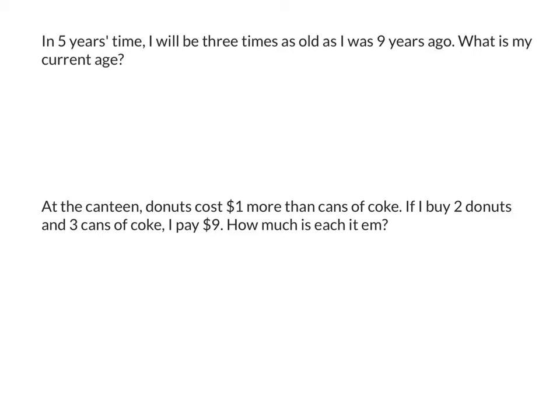So whenever you have a worded problem, follow these steps. The first step is define your variable. So define the variable means let x equal the thing you're trying to find. So in this question here, it says, in 5 years' time, I'll be 3 times as old as I was 9 years ago. What is my current age? I'm being asked to find my current age. So I'm going to let x be my current age.